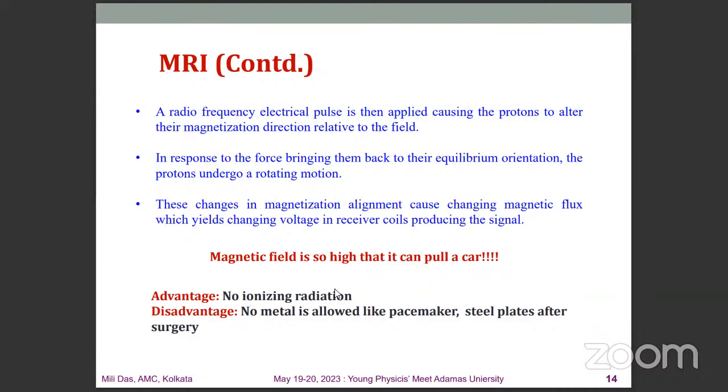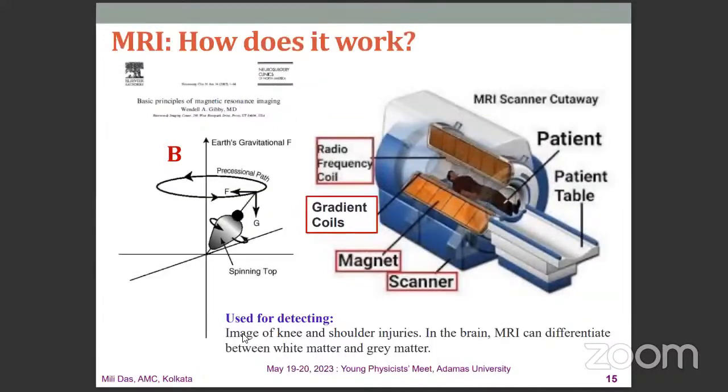An advantage is that no ionizing radiation is used here, but a disadvantage is that a patient who has a pacemaker, or after some orthopedic surgery has steel plates, cannot undergo MRI. MRI is used to detect very, very clear images of ligament injury, and in the brain, MRI can differentiate between white matter and gray matter.